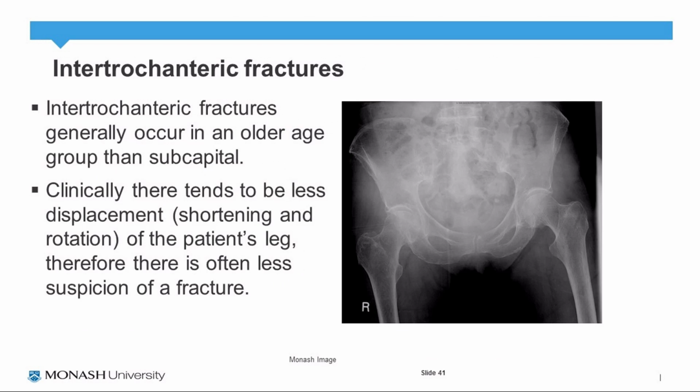Intertrochanteric fractures generally occur in the older age group. There tends to be less displacement, which means there's less rotation of the patient's leg, and quite often there is less suspicion of a fracture. So on this image on the left side, we can see a lucency that runs just at the level or just below the level of the trochanters.